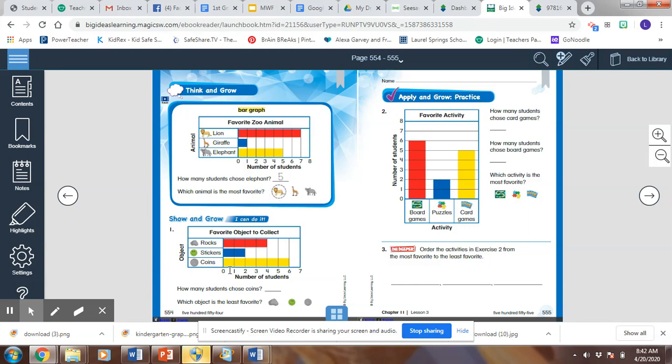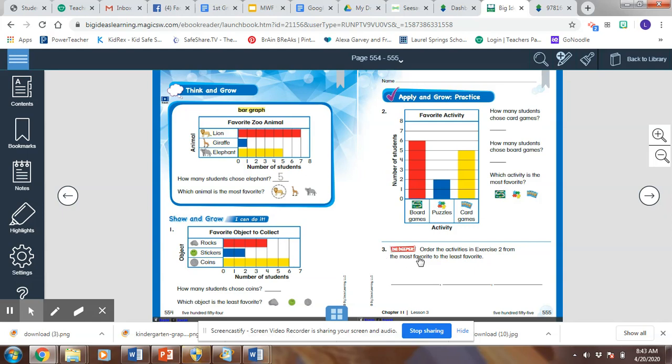So here's one that you're going to do on your own. This one is about favorite objects to collect. You're going to read these questions, and you will be answering using your bar graph. Over here for number 2, they give you one on favorite activities. Now this one is your vertical bar graph. Same thing, it's a bar graph, but they've now switched it. So now your numbers go on the left side and your categories go on the bottom, just like I showed you in the beginning of this lesson. You can do them either way, boys and girls, and you'll be answering your questions over here.